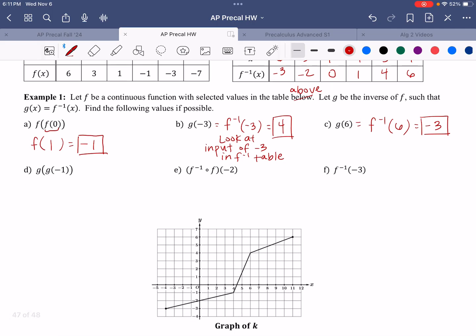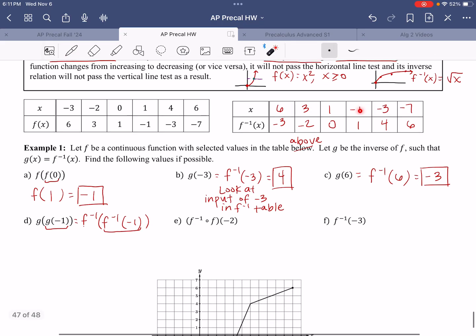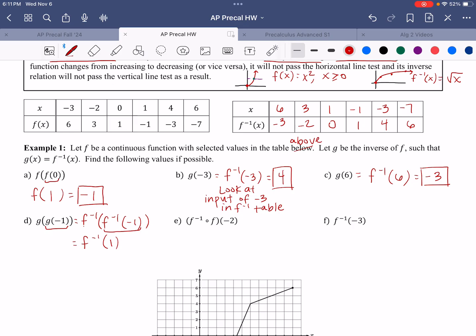G of -1, so start on the inside, right? So this is the same as doing the inverse of f at -1. So starting here, I'm going to look at my inverse table. When -1 is the input, 1 is the output. And from there, I'm going to look when 1 is the input of my inverse, I get 0. So 0 would be our final answer there.